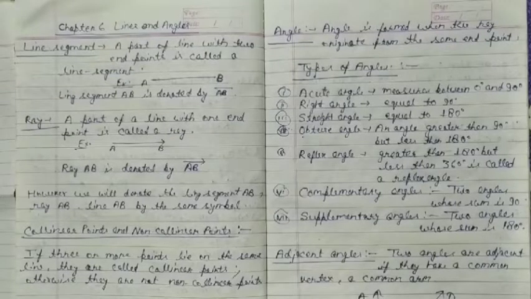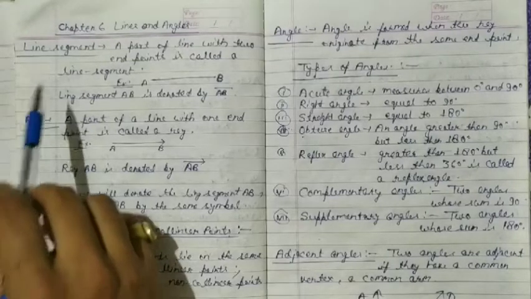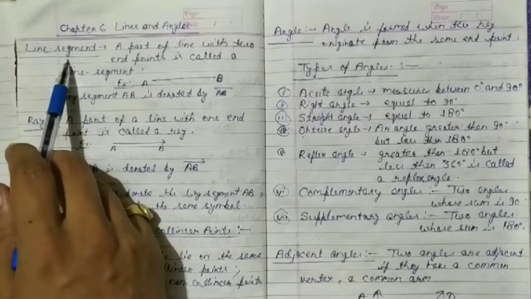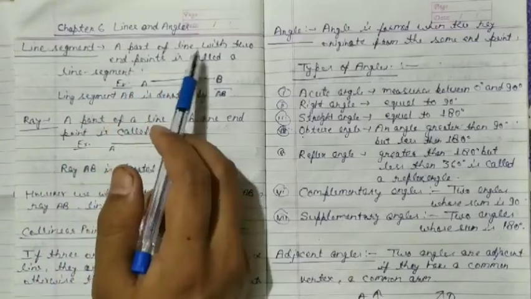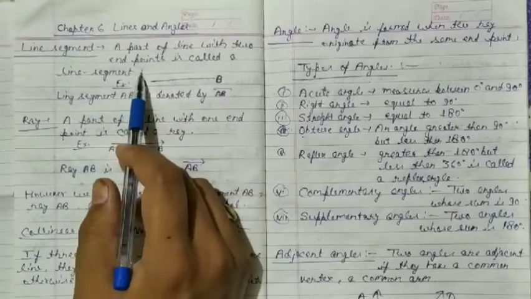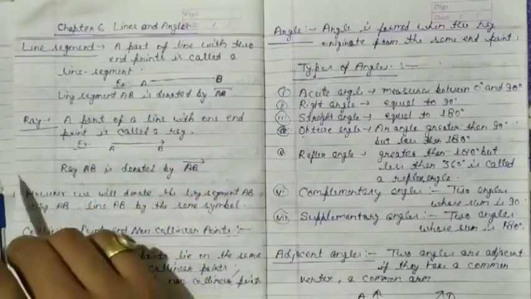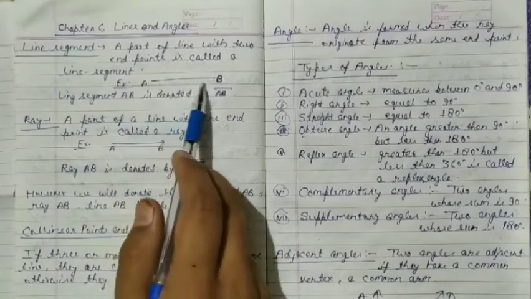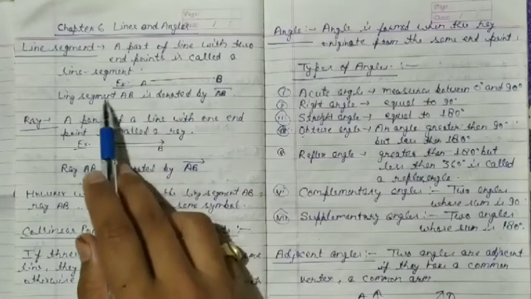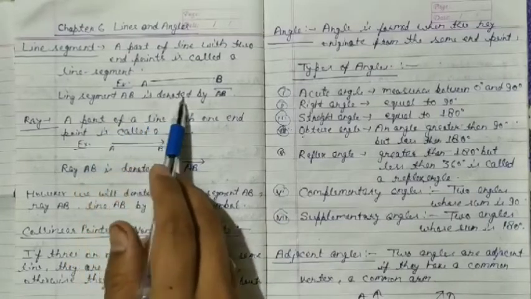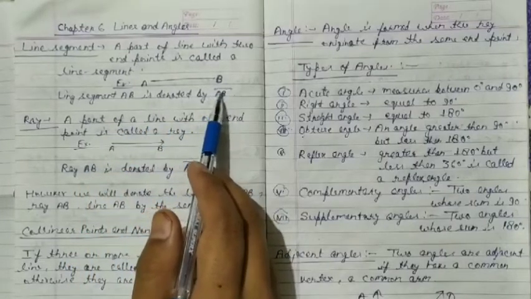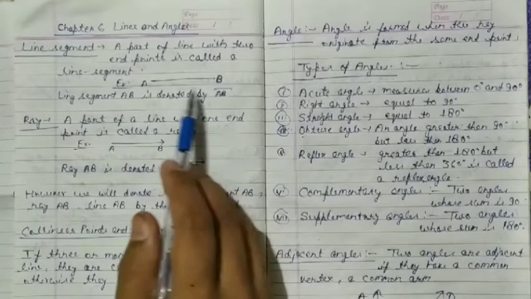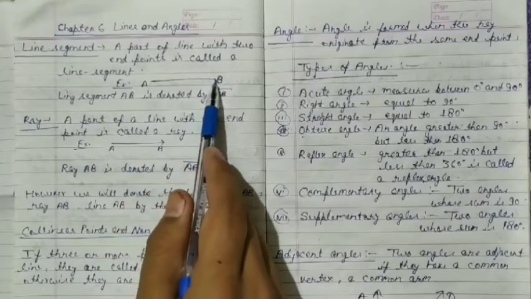Chapter number 6 is lines and angles. Some definitions. Line segment. A part of a line with two endpoints is called a line segment. Example: this is line segment AB. This line segment AB is denoted by line segment AB. It has two endpoints.